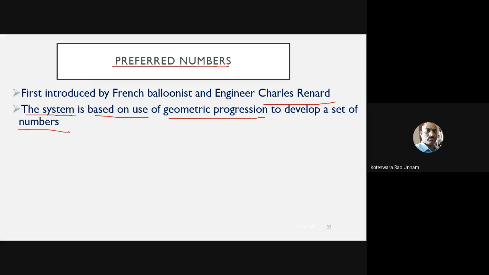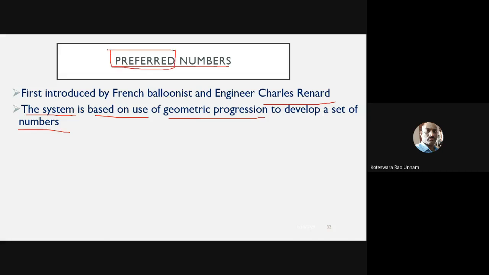Preferred numbers are numbers which can be generated based on the use of geometric progression to develop a set of numbers. Those sets of numbers people will take as a standard number or standard size. So that is the advantage of preferred numbers. That's why the name itself is called preferred number.